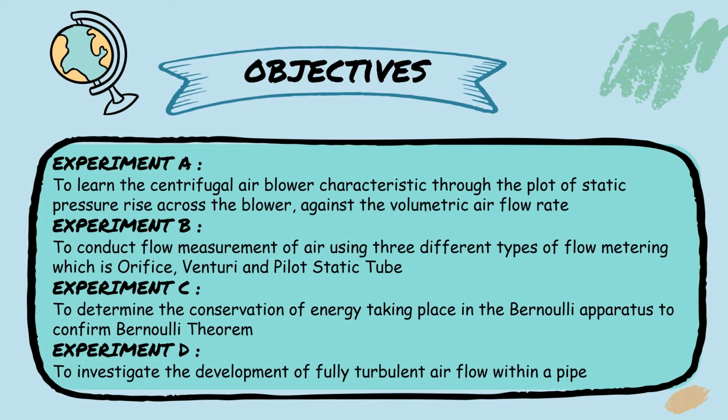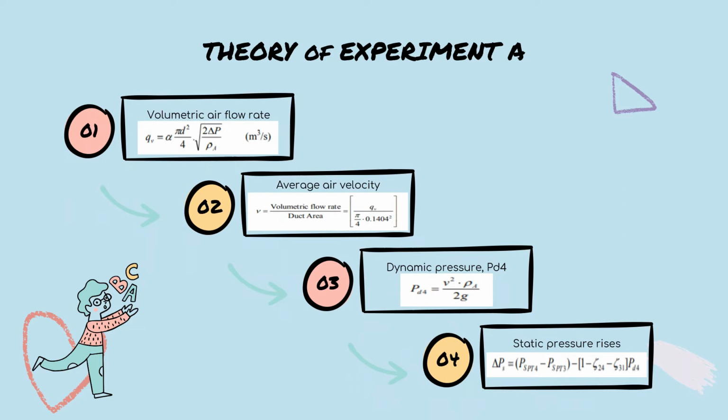Next, I will go to the objective of this experiment. For experiment A, the objective is to learn the centrifugal air blower characteristic through the plot of static pressure rise across the blower against the volumetric airflow rate. While for experiment B, we will discuss the flow measurement of air using 3 different types of flow metering, which is orifice, venturi, and pitot static tube. In experiment C, it is conducted to determine the conservation of energy taking place in the Bernoulli apparatus to confirm the Bernoulli theorem, while last but not least, experiment D, to investigate the development of fully turbulent airflow within a pipe. So now I will discuss more on the theory for experiment A first.